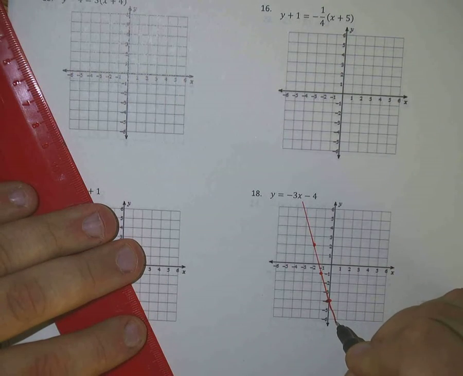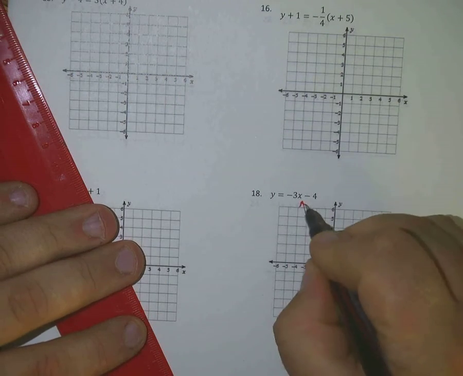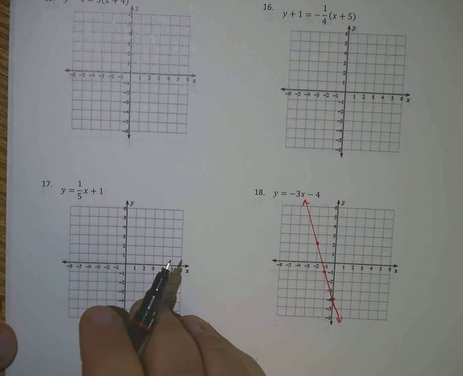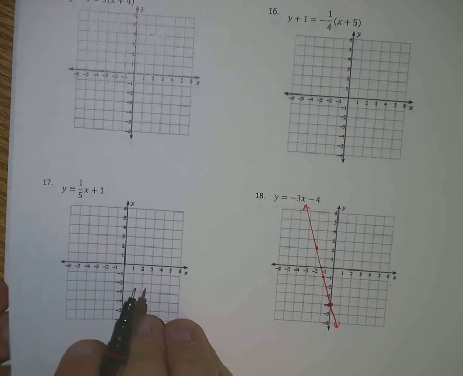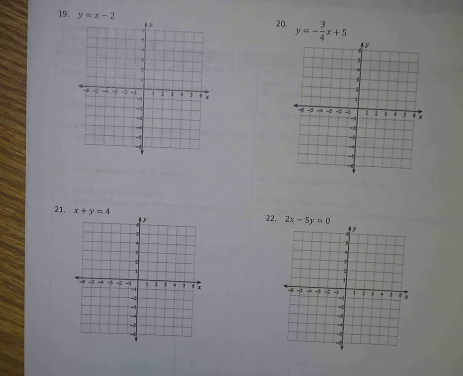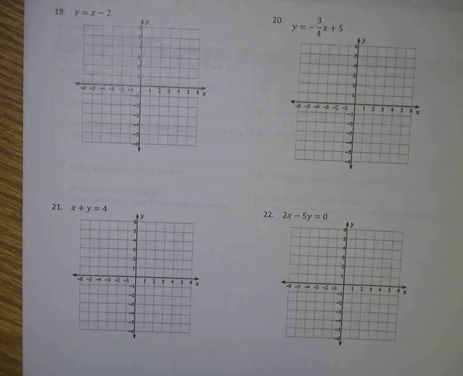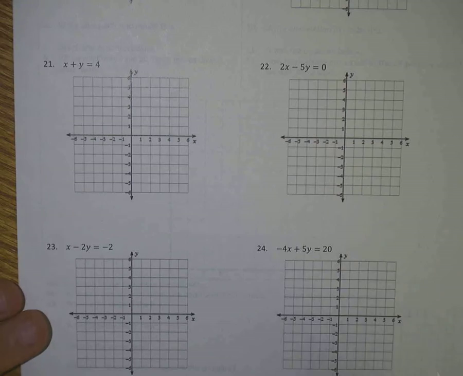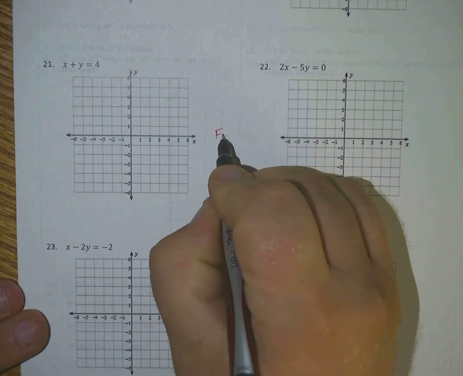make sure you continue that through the edge of the graph to keep me happy. Showing effort is the main way to get points on graphing. The top two on this page are also slope-intercept form, but down here we have standard form. And remember, for standard form, we want to find intercepts.